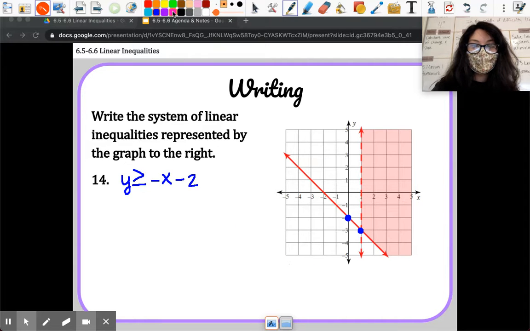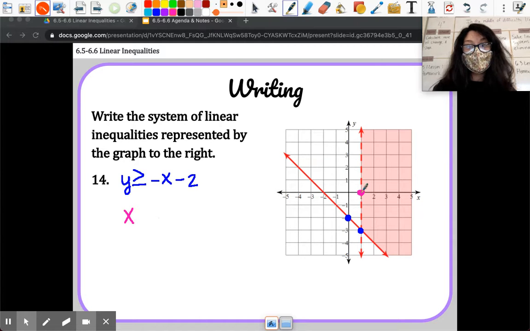The harder one is going to be this vertical line. Remember, vertical lines just contain an x. And to figure out which number goes in this inequality, find the x-intercept. Or think about what the x value is in all of these points on the boundary line.